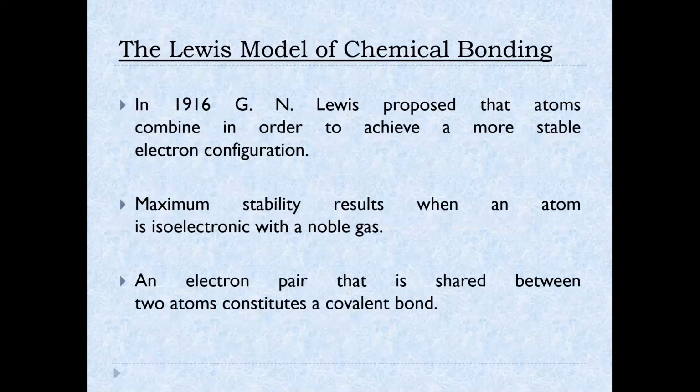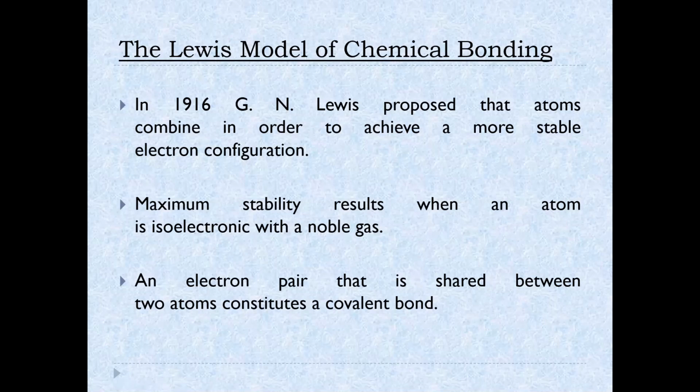So you can see that we call it Lewis structure; it was named after the person that proposed this. In 1916, more than 100 years ago, G.N. Lewis proposed that atoms combine in order to achieve a more stable electron configuration. And that is where we form the octets, because you know that on the periodic table, the most stable elements are the noble gases that have 8 valence electrons. So now, the maximum stability results when an atom is isoelectronic with a noble gas.